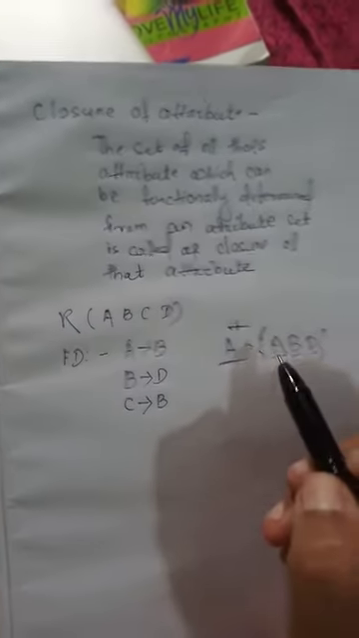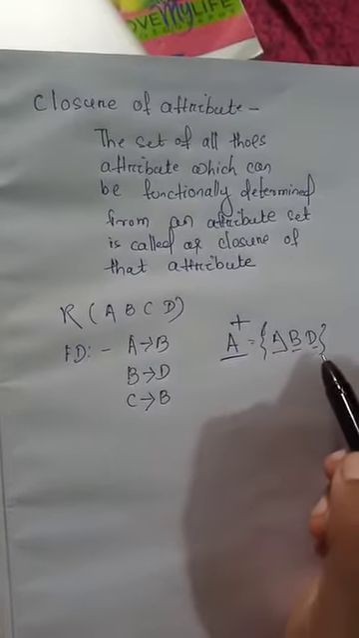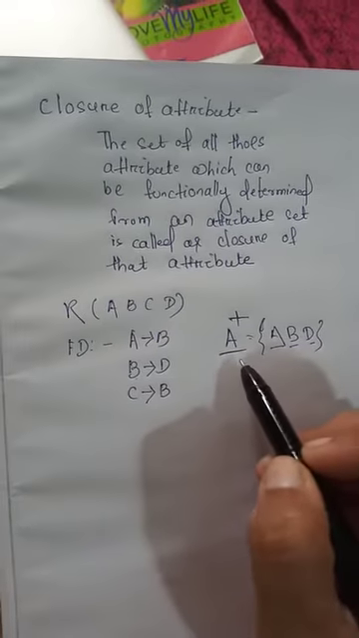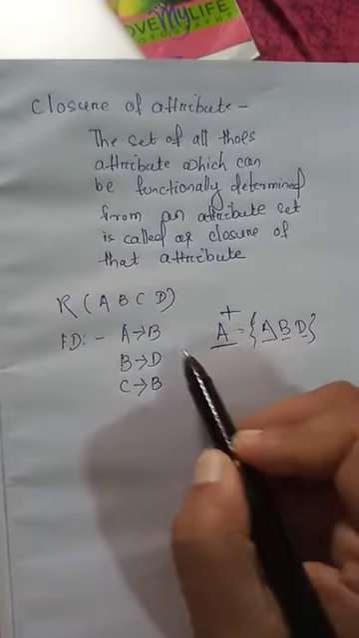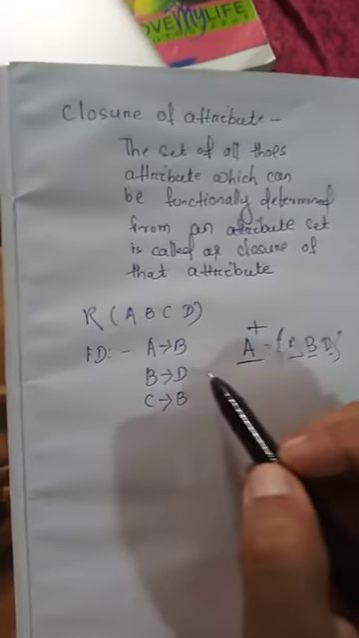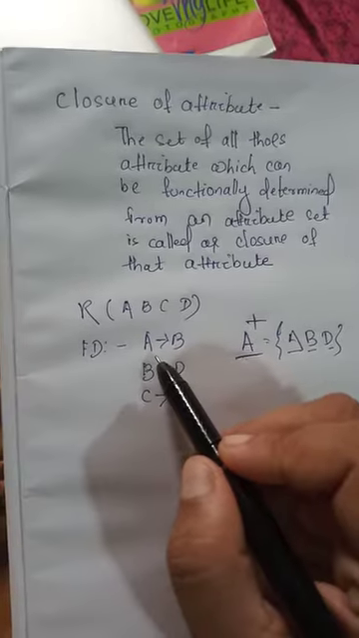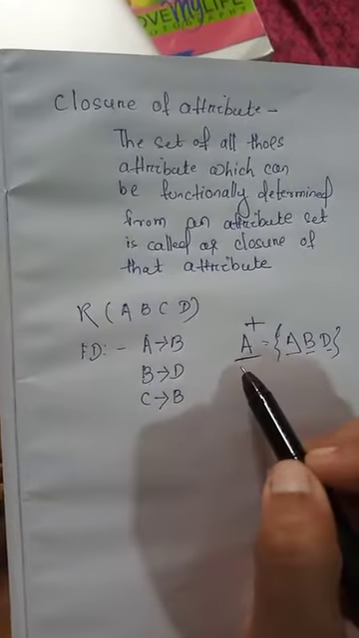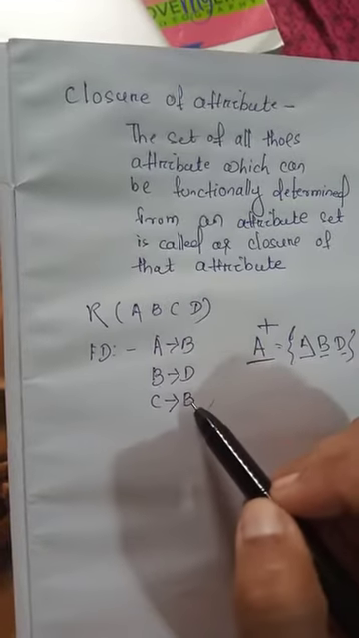So you have to find out, directly or indirectly, the attributes which can be determined from the attribute A from the given functional dependencies. Clear? We have to find out the attributes which are determined from the attribute given in a functional dependency.